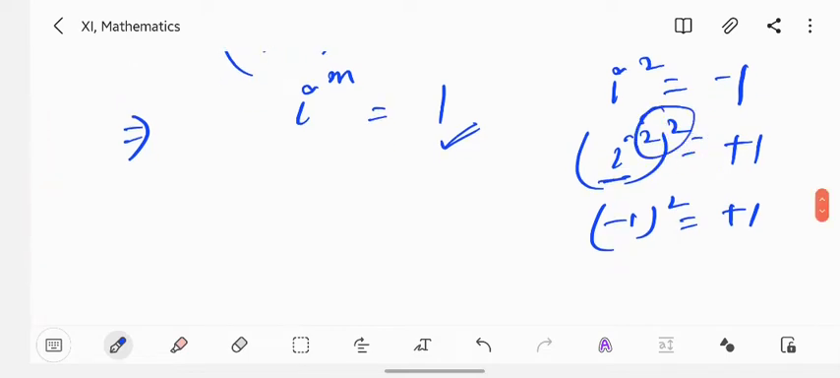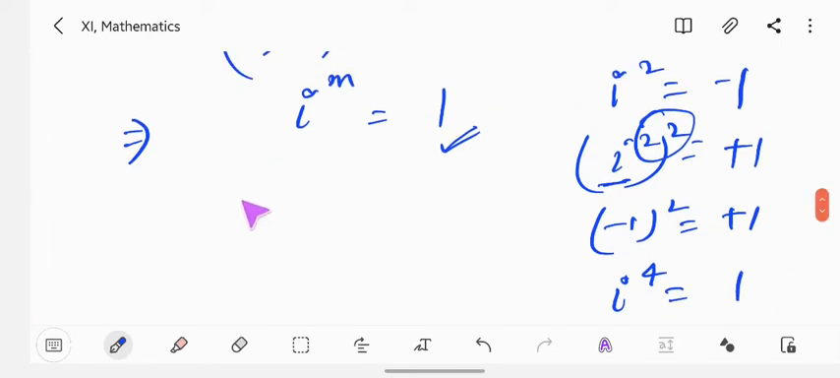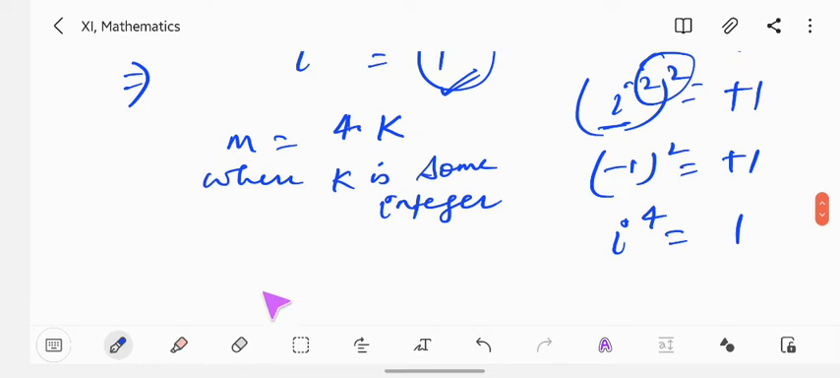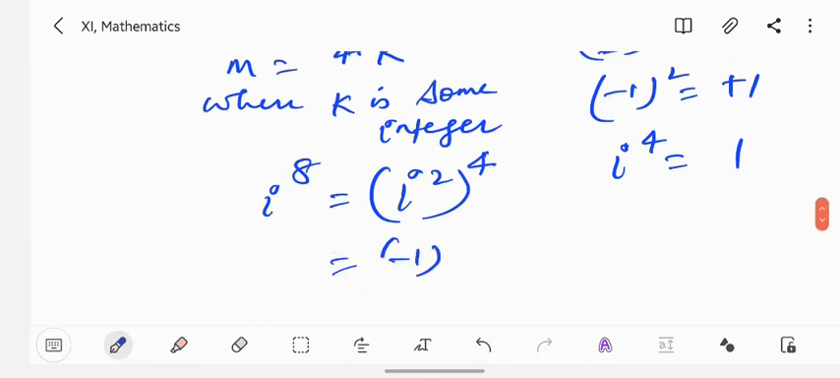That means the power multiplied gives you 4. i power 4 will be 1. So here m will be equal to 4k, where k is some integer. If you take k as 1, then also you get the value as 1. If I take k as 2, i power 8 is equal to what? i square power 4. So this is minus 1 power 4. Again, you get positive 1 only.